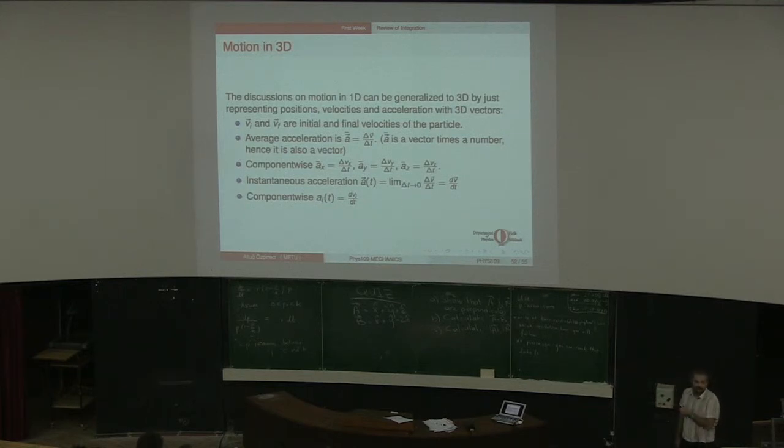And for instantaneous acceleration, I'll take the limit as delta t goes to 0. And it just becomes the derivative. This is the definition of a derivative of a vector, by the way. Well, rather than writing x, y, z components all the time, quite often I will be using this notation: a_i of t is dv_i over dt, where i can be x, y, or z. So this in fact stands for three different equations, not just one, but three, for each possible value of i.